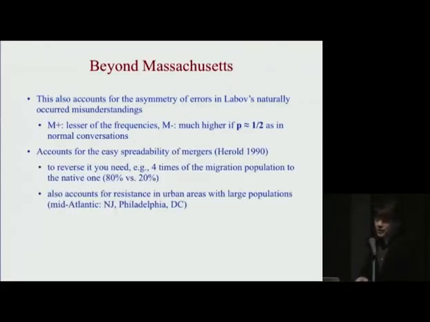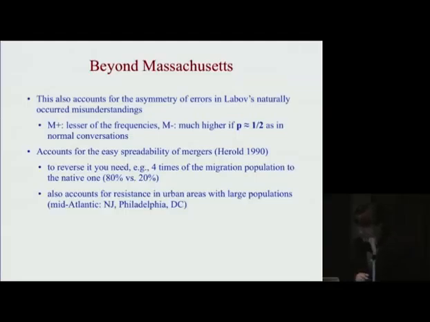And this also accounts for the easy spreadability of the merger. You only need under a quarter of the population to sweep out the distinct system. This has been documented both in Massachusetts and in Pennsylvania, where studies of Western Pennsylvania mining towns in the 1920s showed they had traditionally a distinct system. But due to migrant workers, I think from a Slavic background, who had learned the merger system in the Boston area, they moved there, and in the span of 10 years, all those towns merged.